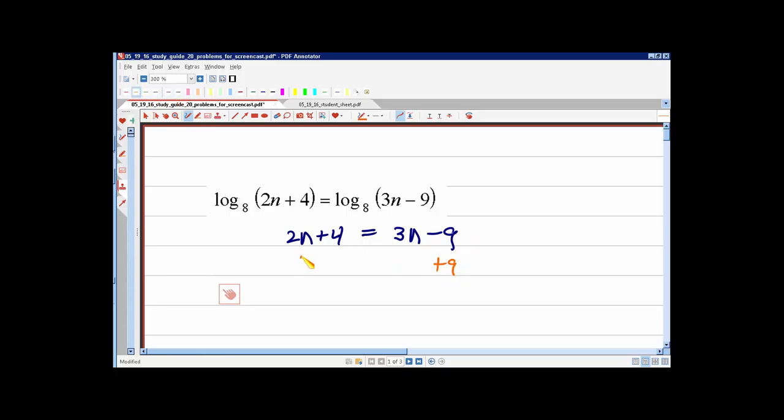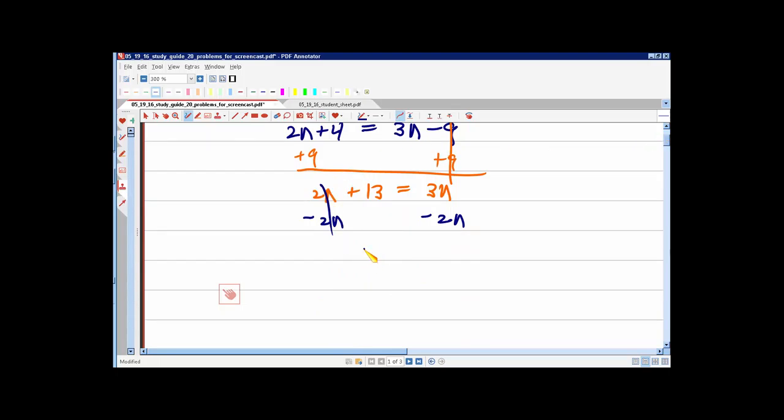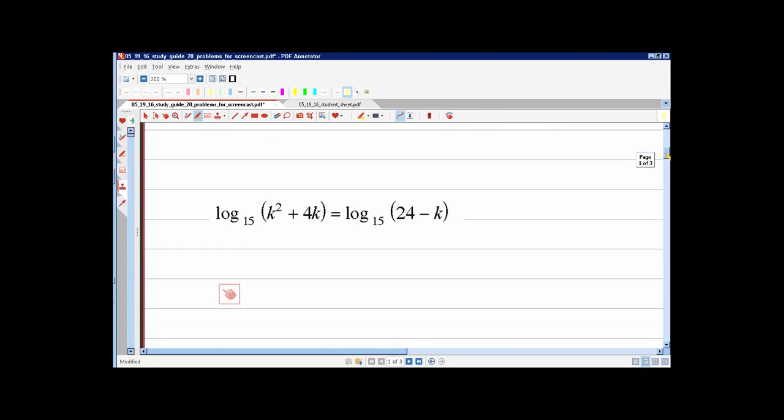If I add 9 to both sides, that's going to give me 2n plus 13 equals 3n, and then I subtract 2n from both sides. I'm going to get n equals 13. So n equals 13 is my solution. That's one of the easier kinds.